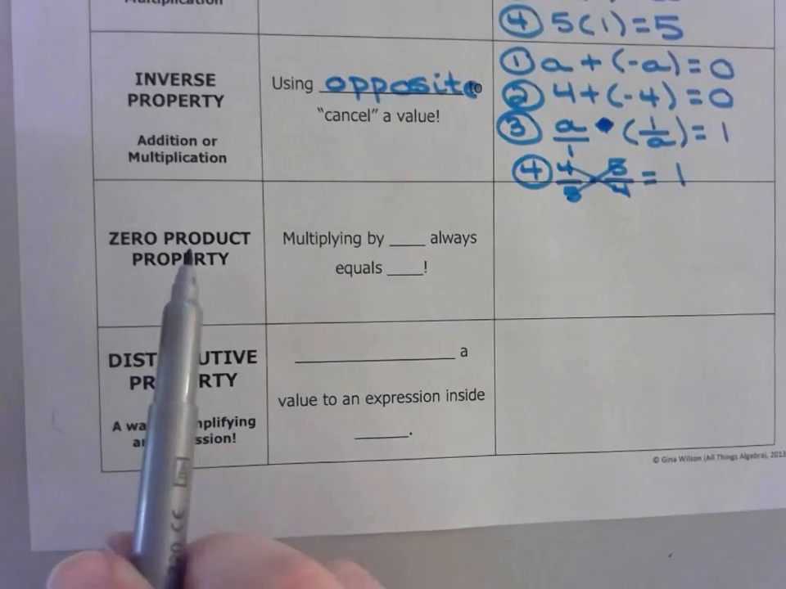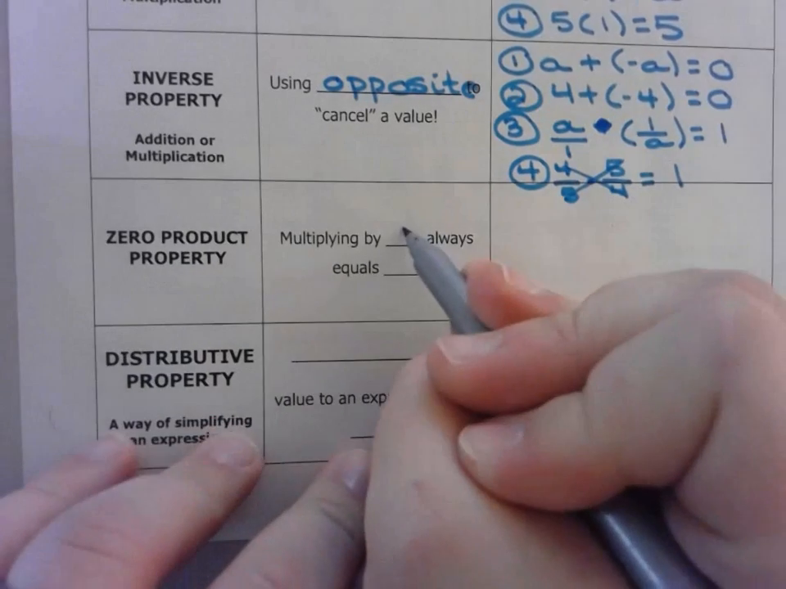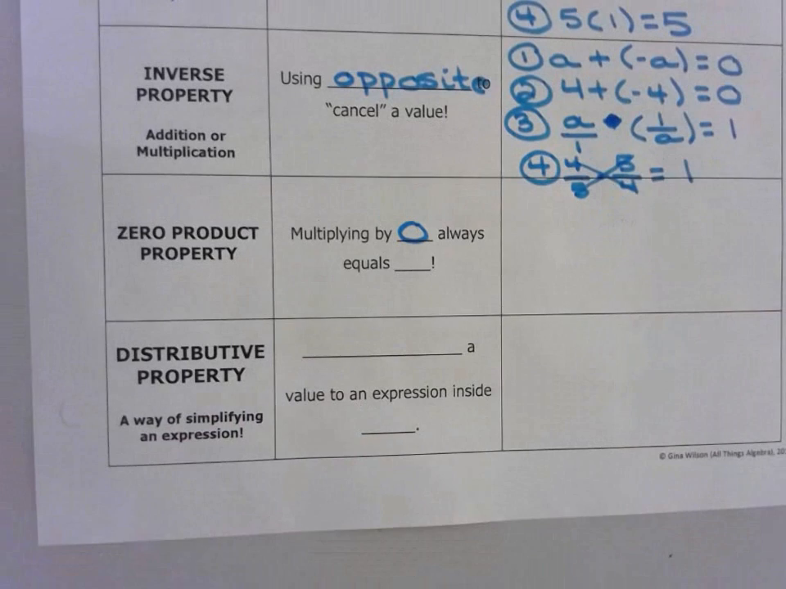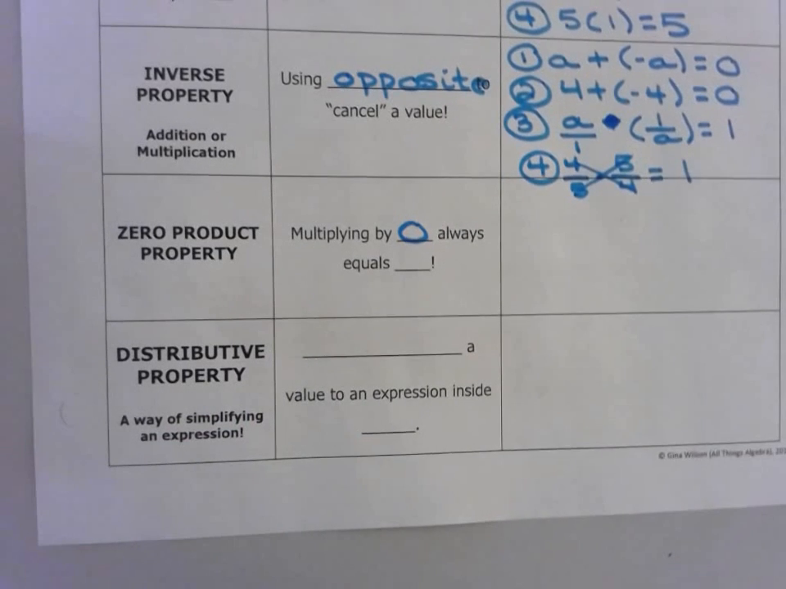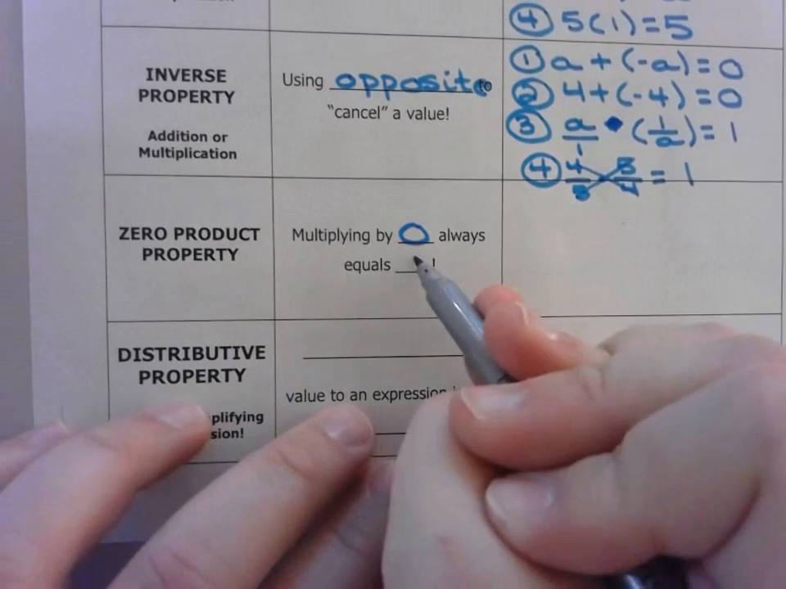Product means multiplication. So we are multiplying by 0. The zero product property means I multiply by 0. Multiplying by 0 is always going to be equal to 0.